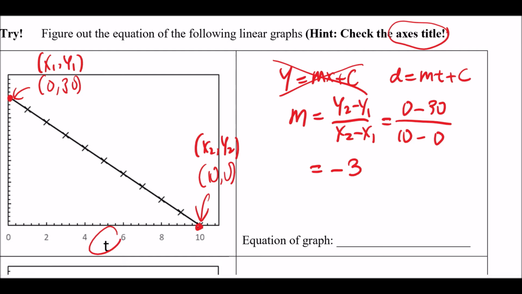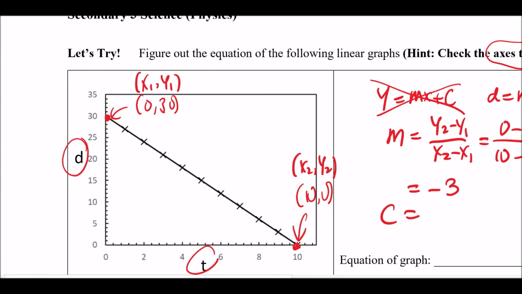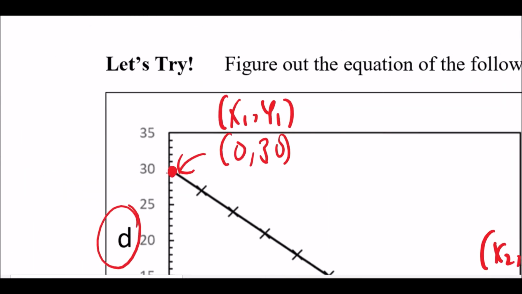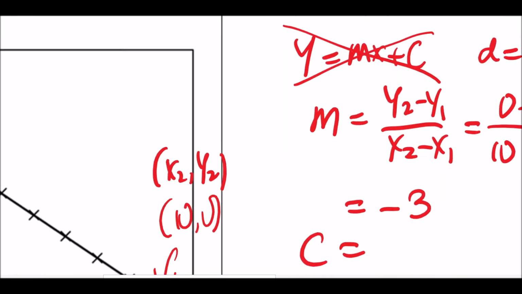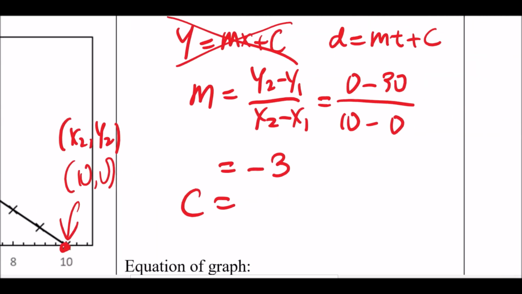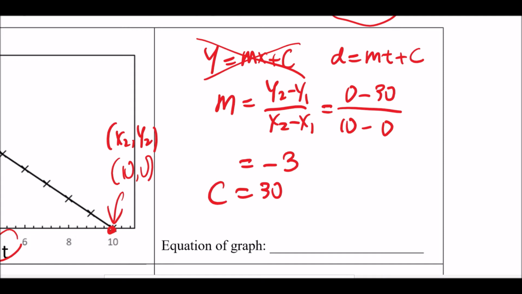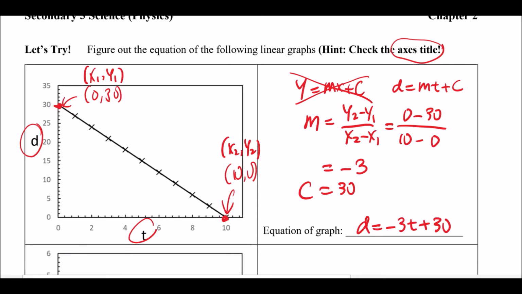Next is the y-intercept. What's the y-intercept? Take a look. It's 30, so c equals 30. I have all the information that I need. My general equation of the graph is d equals negative 3t plus 30. Voila, we're done. Is that easy?